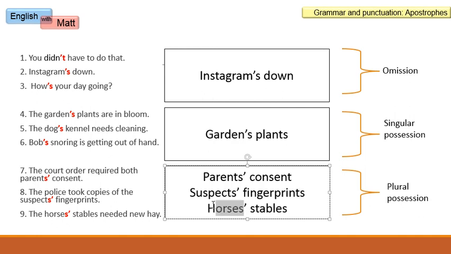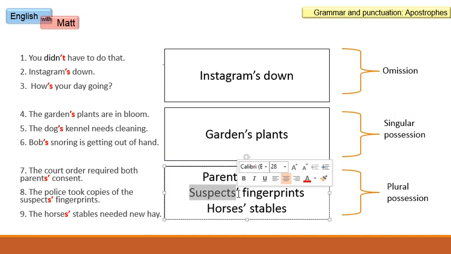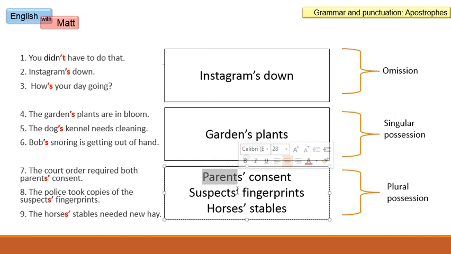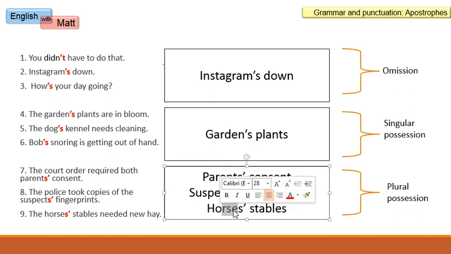So all of these examples here, the object belongs to more than one thing. Okay, so more than one parent, more than one suspect, more than one horse, and that's why we put the apostrophe at the end. Okay, so apostrophes are sometimes a little bit tricky. They do sometimes take a little bit of thinking about. Obviously, there's loads of information online about them, but the more you can use apostrophes accurately, the more marks you will get. Particularly in GCSE English, but also in other courses such as functional skills as well. So those are the two main roles of apostrophes.